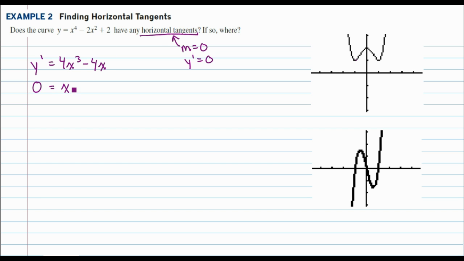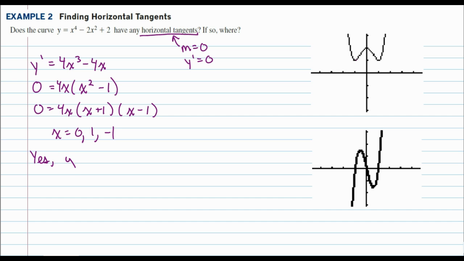So I'm going to factor out an x. Oh, actually, I'm going to factor out a 4x. And that's going to leave me with x squared minus 1. So I can further factor this to be able to solve for when the slopes are 0. So x equals 0, 1, or negative 1. Now, the question says, does the curve have any horizontal tangents? So yes, y has horizontal tangents at x equals 0, 1, and negative 1.